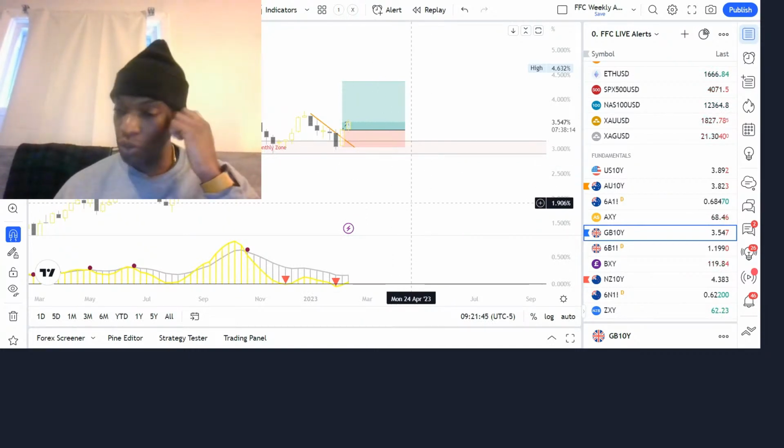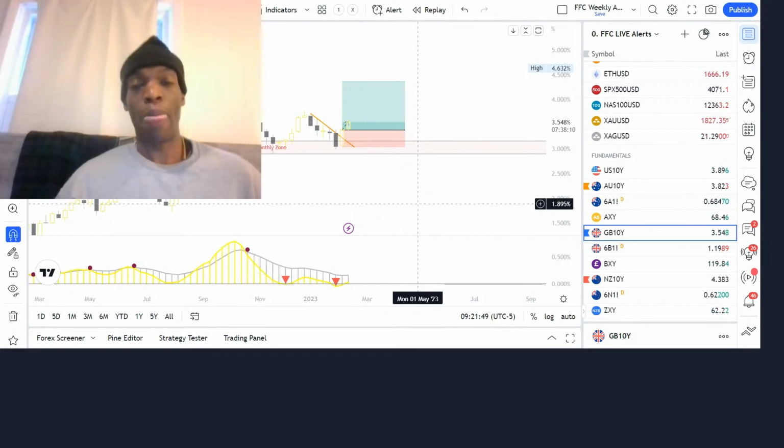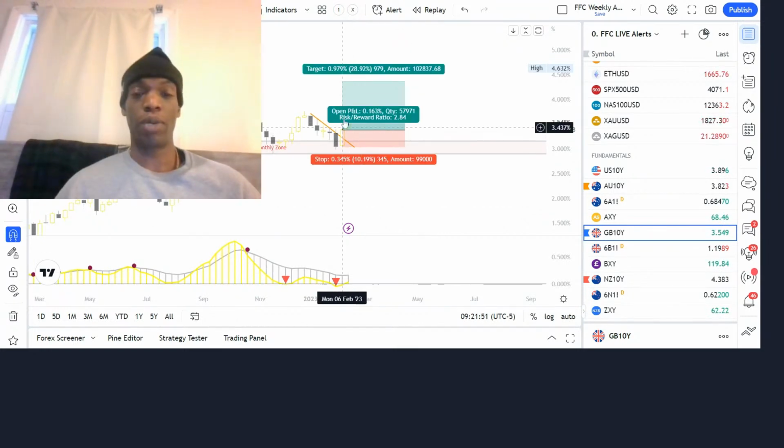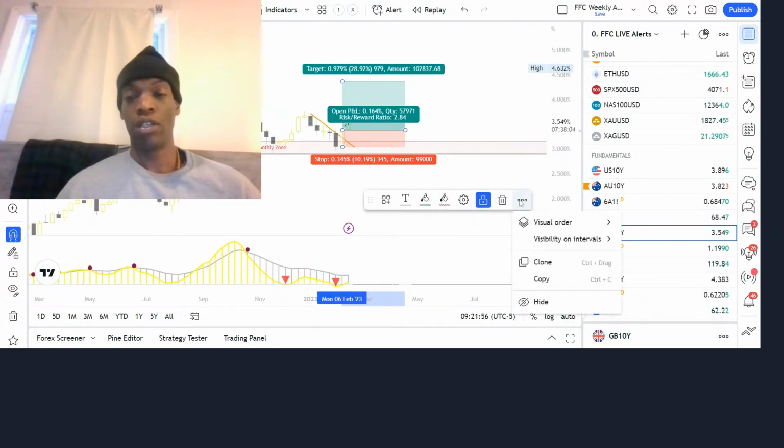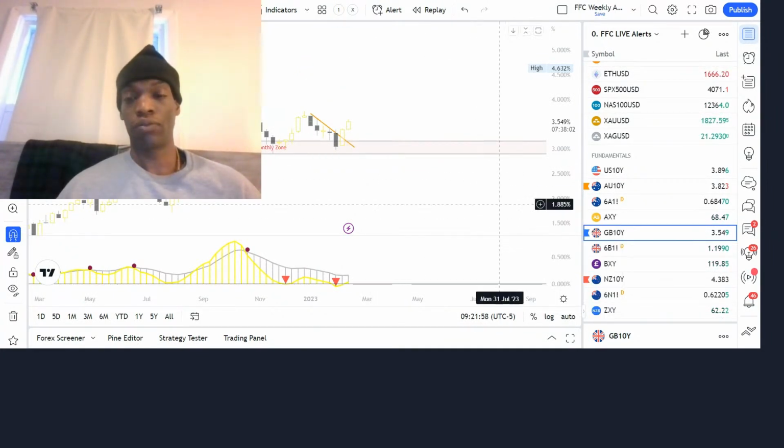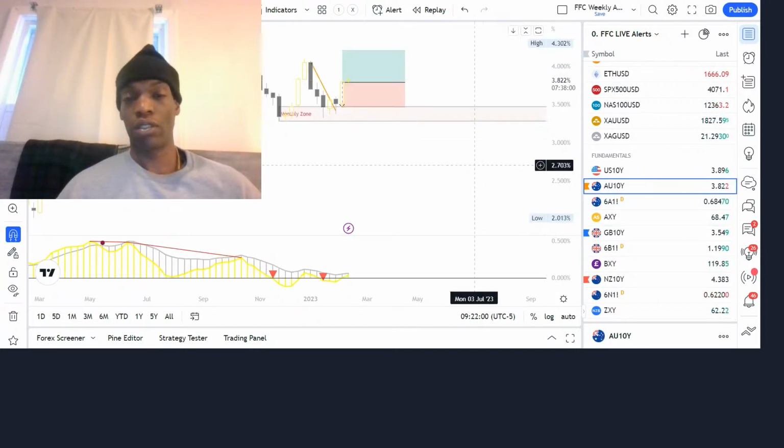I'm currently focusing on the GBP and AUD basket for right now, but it'll be interesting to watch the GBPs, especially seeing this type of reaction. So let me hide this actually so we can just see the chart. We'll go back to the 10 years. Let's hide this too.